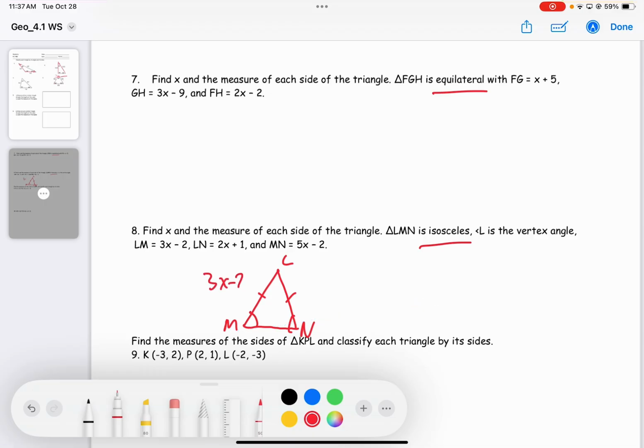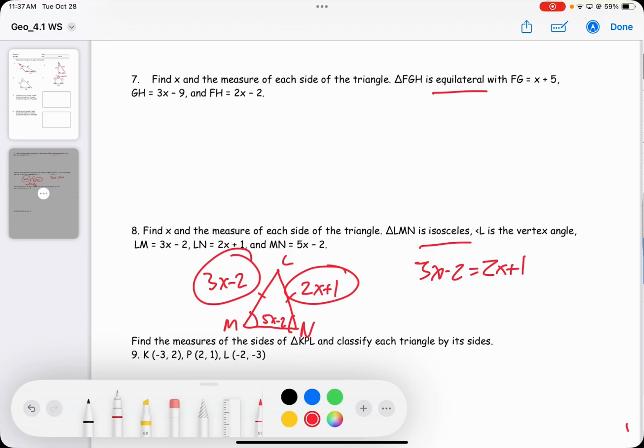So LM is 3x minus 2. And then my other side length is going to be LN, which is 2x plus 1. And then my bottom side is 5x minus 2. So what I actually need to do is set equal 3x minus 2 and 2x plus 1. So I'm going to set 3x minus 2 equal to 2x plus 1, because those would be the sides that connect to my vertex angle. I did it wrong then. You did. Because you set the bottom side, 5x minus 2, equal to one of the other sides. Okay?